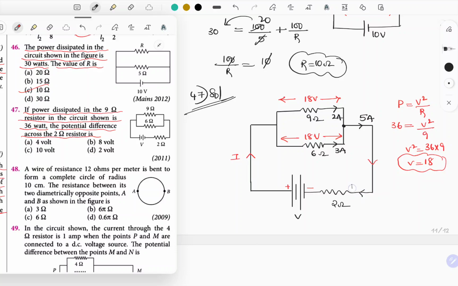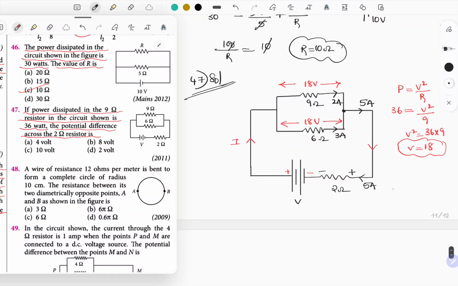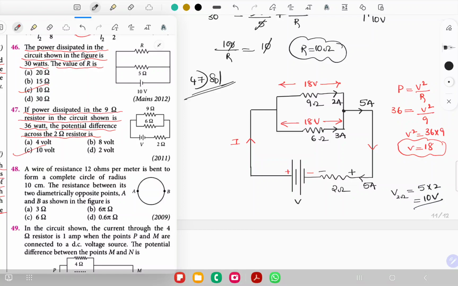This is how it is entering, with plus and minus. So 5 amperes is flowing through the 2 ohm resistor. I know the current flowing through it and the resistance, so the voltage across the 2 ohm resistor is going to be I into R, that is 5 into 2, which is equal to 10 volts. Which option? Option C is the correct answer. Got it? That's the way to answer.